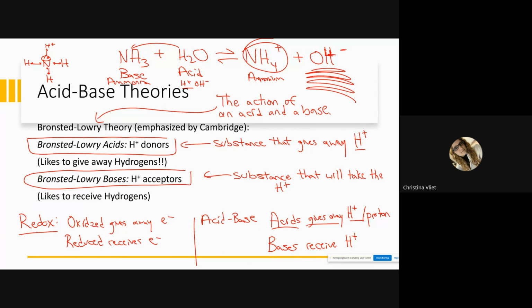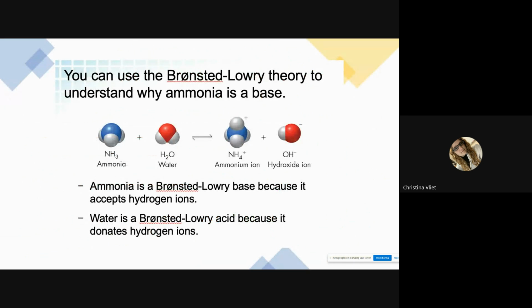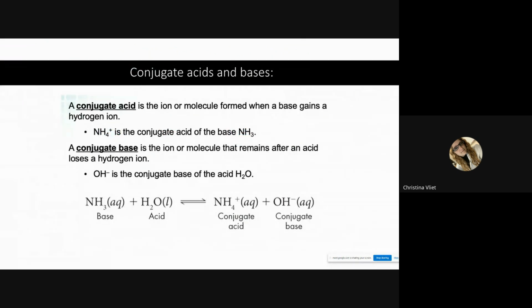All right. Now that I've expanded your brain a little bit in terms of what an acid is and what a base is, there's something called conjugates. I wanted to create the slide from scratch because I felt like it was better. You might have heard the word conjugate in math class before. I've heard conjugates in both math and science.